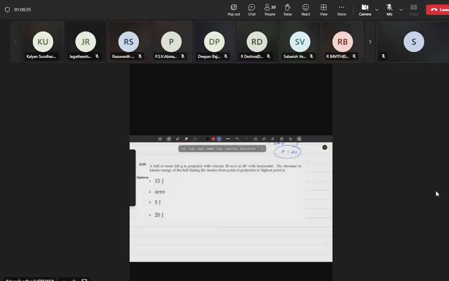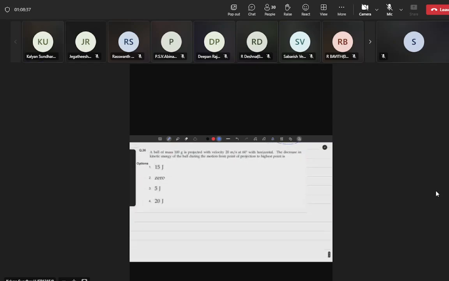This one, sir. This is on the next day. So 23rd, I mean, sorry, the same day, but the second shift. A ball of mass 100 grams is projected with velocity 20 meter per second at 60 degrees with the horizontal. Decrease in the kinetic energy of the ball from the point of projection to the highest point. So it's actually a projectile motion. What will be the change in the kinetic energy again? From where you project and when it reaches the highest point, what will be the change?